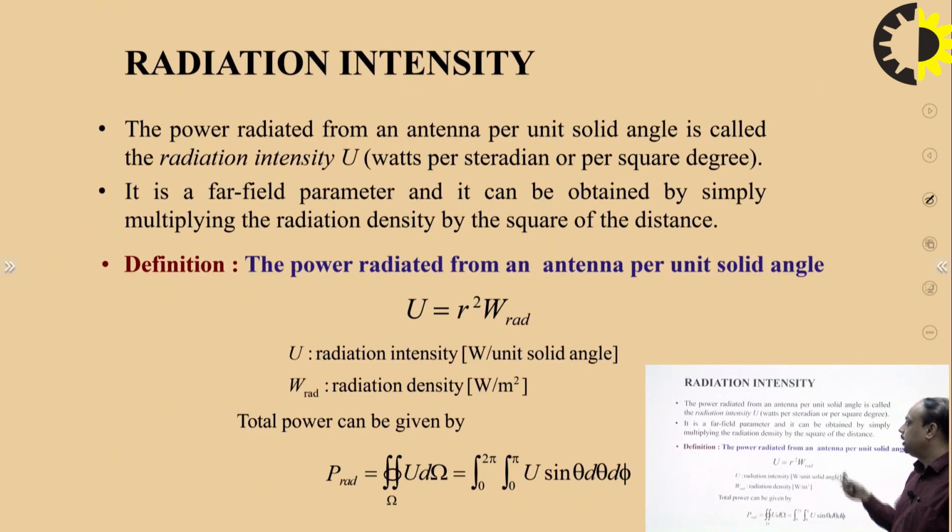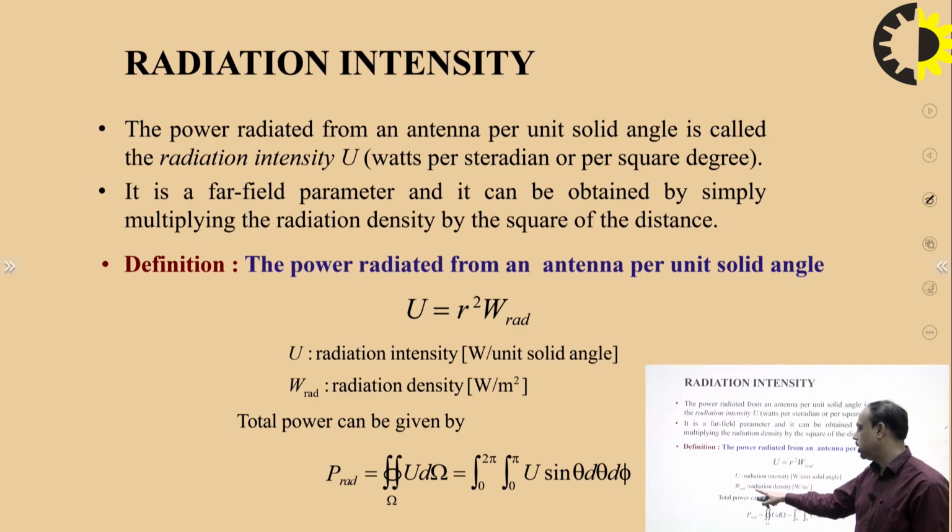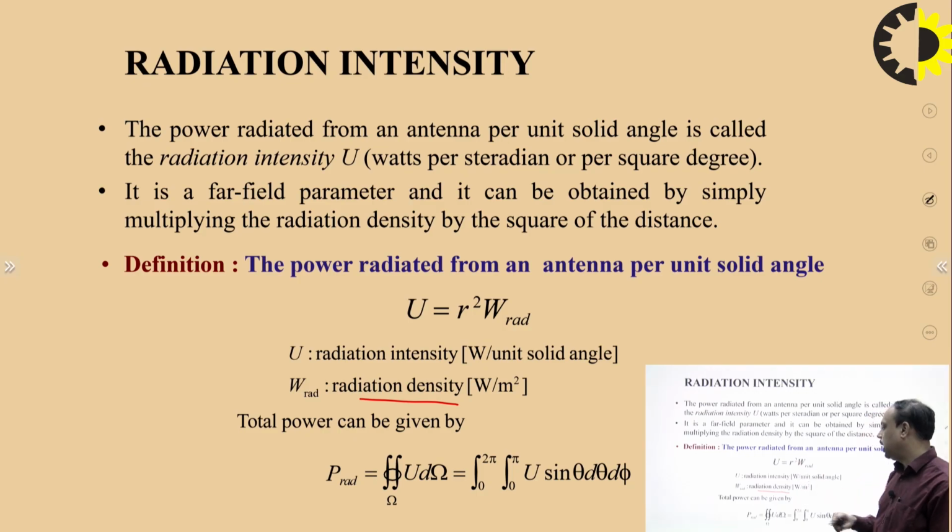Radiation intensity is nothing but the radiation density multiplied by r squared, where r is the distance from the transmitting antenna. Then the total power is equal to the radiation intensity times sin theta d theta d phi.